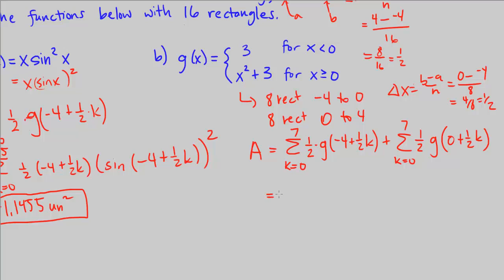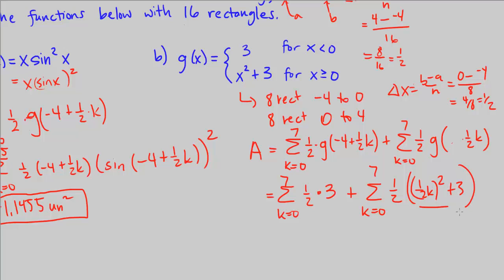Now let's go ahead and plug this in. K equals 0 to 7, 1/2. Our function g here is just 3, so g of anything is equal to 3. So I'm just going to multiply by 3, plus sigma from k equal to 0 to 7, 1/2. Here though, I don't need to write the 0 plus because 0 is nothing, but it's going to be g of 1/2 k. And I can say 1/2 k into this is going to make it (1/2 k) squared plus 3.